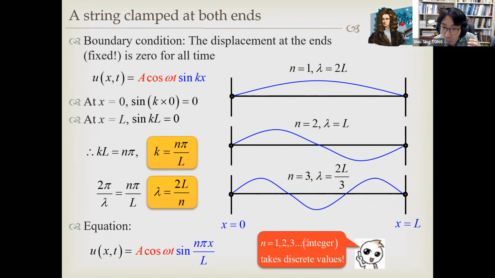And of course, for larger values of n, for n equal to 4 or n equal to 5, you get 4 antinodes or 5 antinodes, and you will see the wavelength becomes shorter and shorter. But the wavelengths are discrete. Only certain wavelengths that are given by this equation can exist on the string. Not all wavelengths can exist on the string. Only certain wavelengths satisfying this condition can form a standing wave on the string.